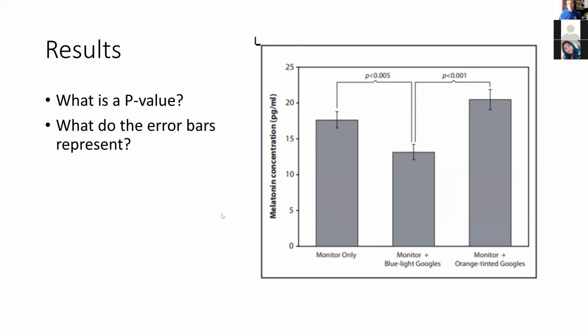They only had 21 people that were in this study. So having a larger sample size is going to give you more statistical significance. Although they did find statistical significance in this study with two of their conditions, but not the third. So that's kind of what I wanted to point out here is what is a p-value and what do the error bars present in their data collection. So you can see there's error bars included here, and then they've got these p-values that are up here.